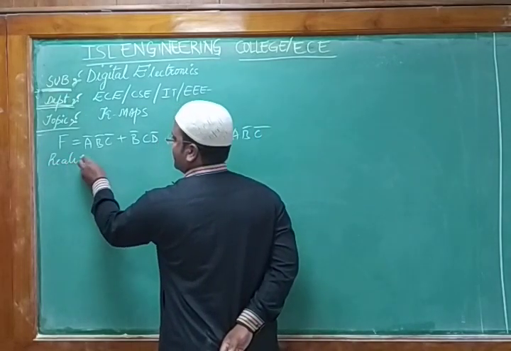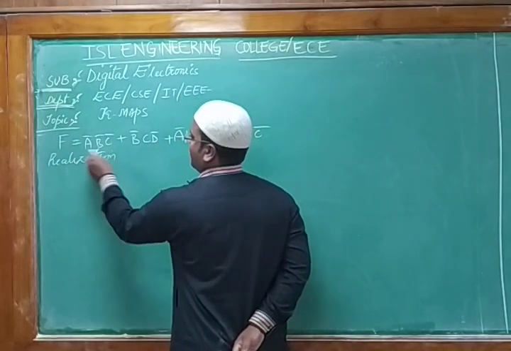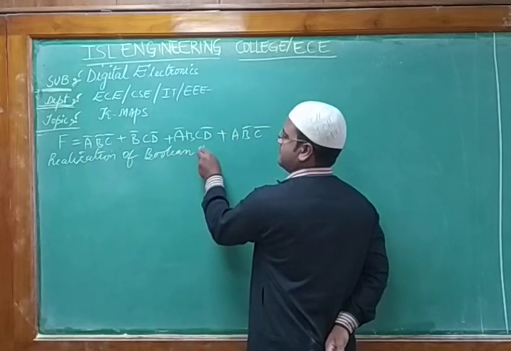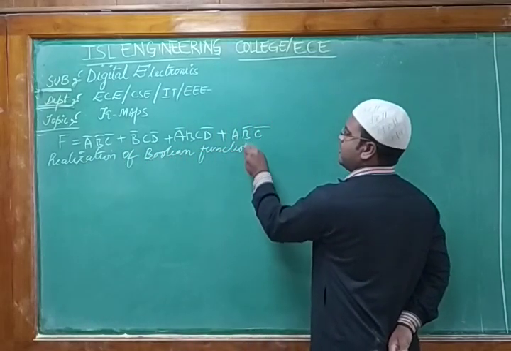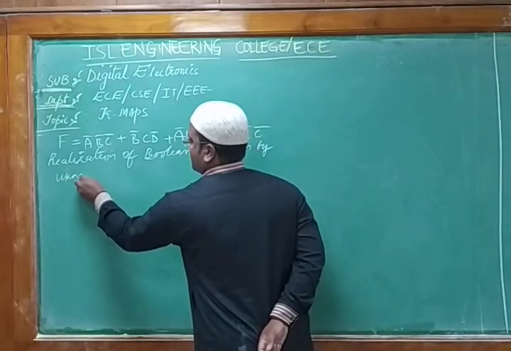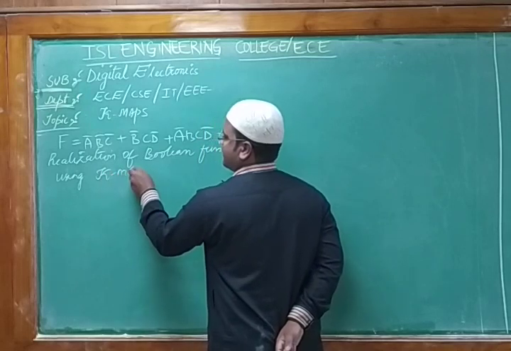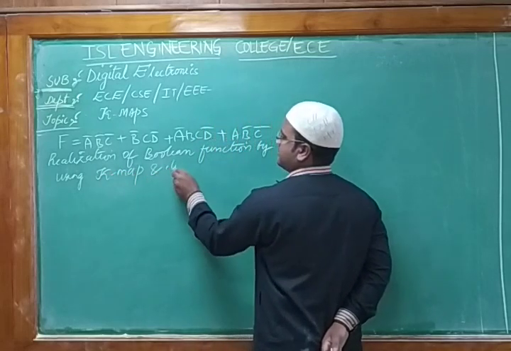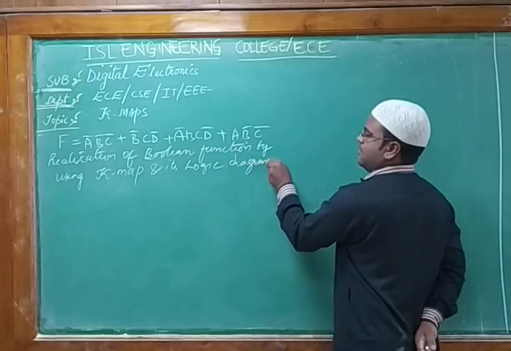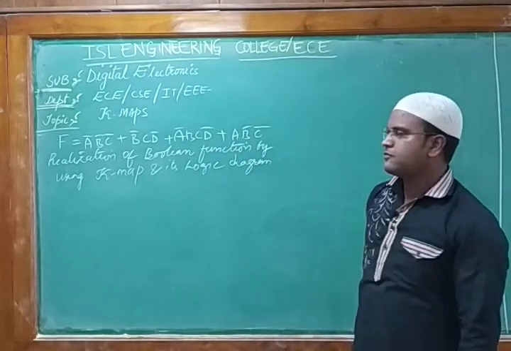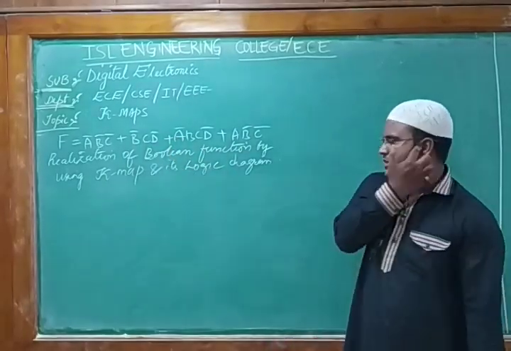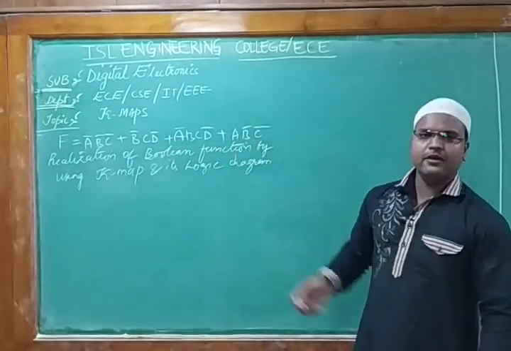So realization of Boolean function by using K-map and its logic diagram. So we had this function f they gave. So we need to realize this function f = A bar B bar C bar + B bar C D bar + A bar B C D bar + A B bar and C bar.